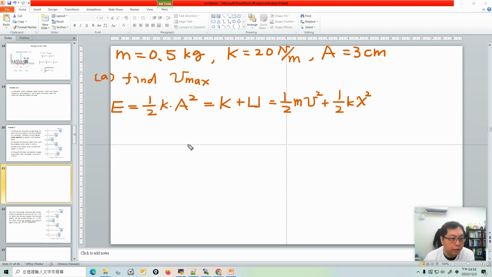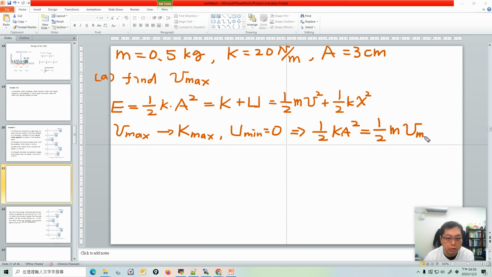At the v maximum, we have the maximum kinetic energy. As I said in the previous video, in simple harmonic oscillation the kinetic energy and potential energy interchange with each other. Once you have maximum kinetic energy, at the same time you have minimum elastic potential energy, which is zero. So by using this concept, 1/2 k A squared equals 1/2 m v max squared.